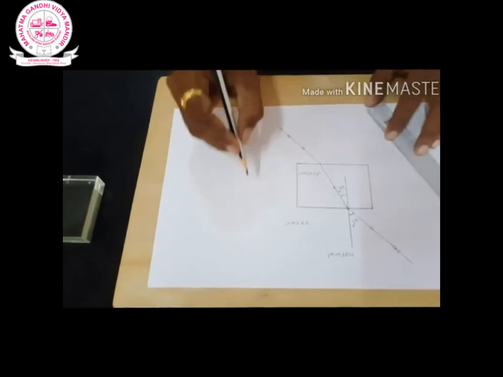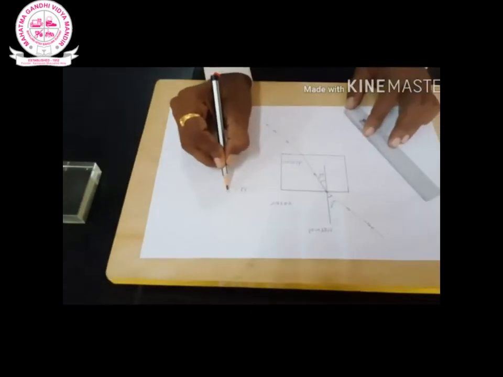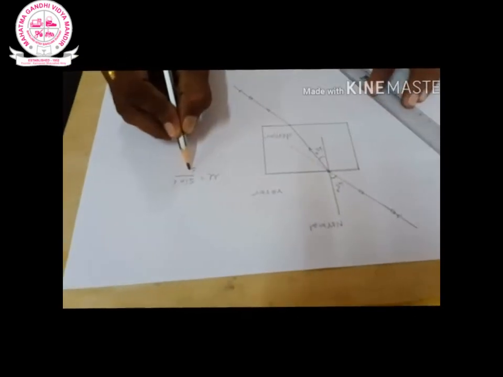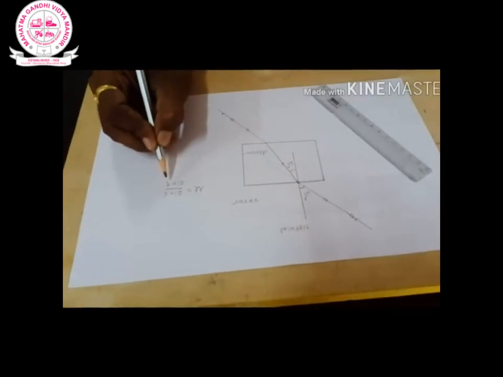Now using formula of refractive index, mu is equal to sin i upon sin r. We can calculate the refractive index.